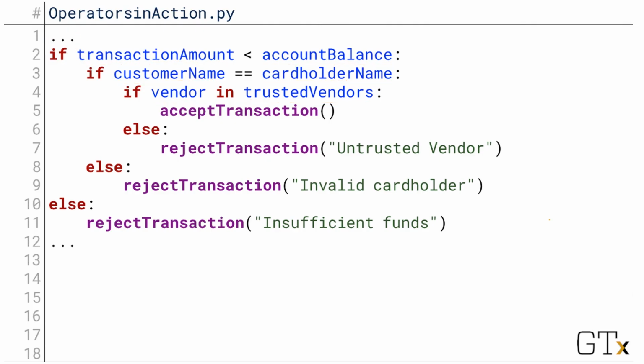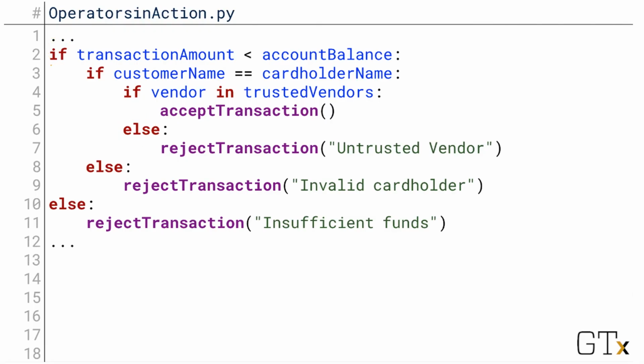We also see some functions: accept transaction and reject transaction. We don't see those defined here, but because they're highlighted in purple and bolded, we assume that they're defined somewhere. This is why self-documenting code is so valuable. Even though we don't know how most of this works, we haven't covered if statements and elses and things like that quite yet, we can kind of just read this code and figure out what it does.